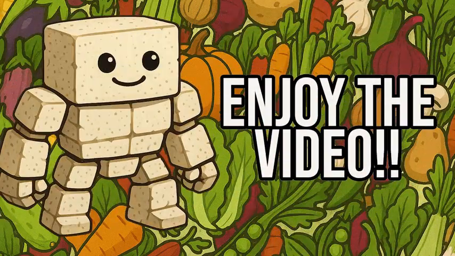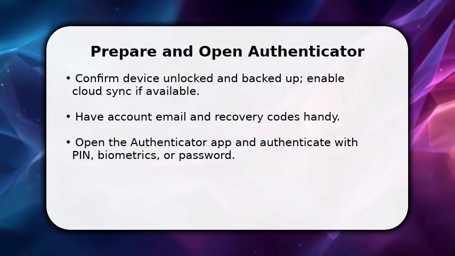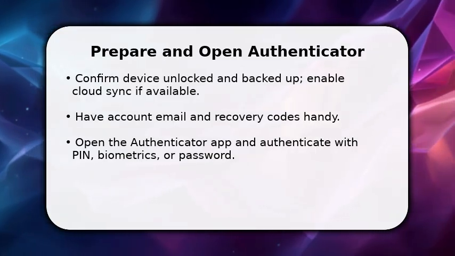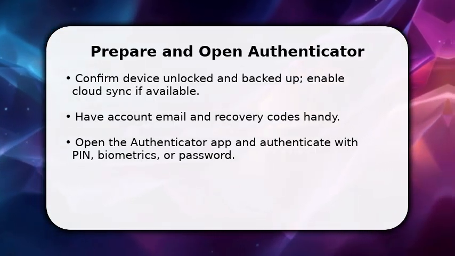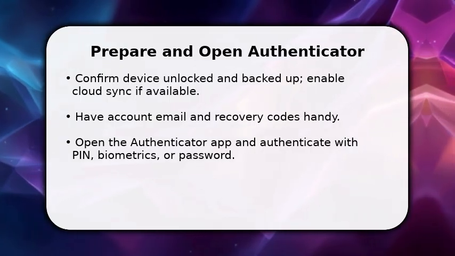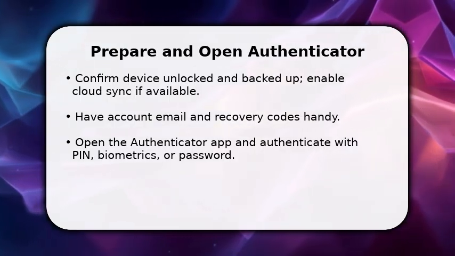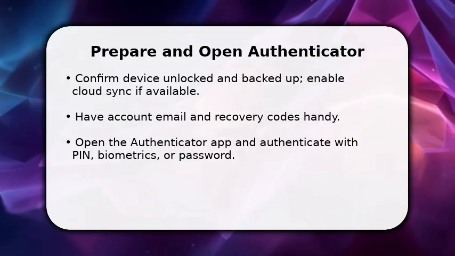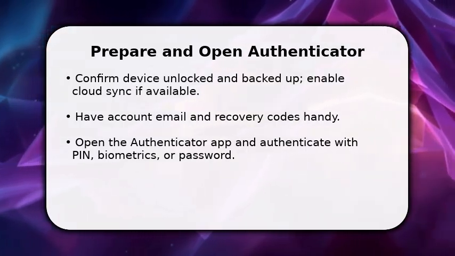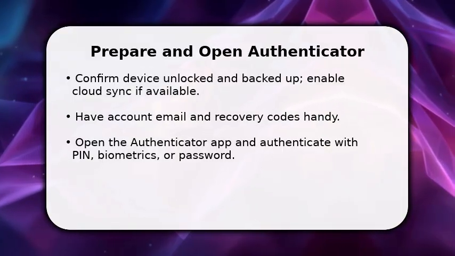Please enjoy the video. You start by confirming your device is unlocked and that you have recovery codes or access to the linked email. This prevents lockout later. Once done, open the Authenticator app and authenticate with your PIN or biometrics. You do this now because the app blocks account changes until you prove it is you.